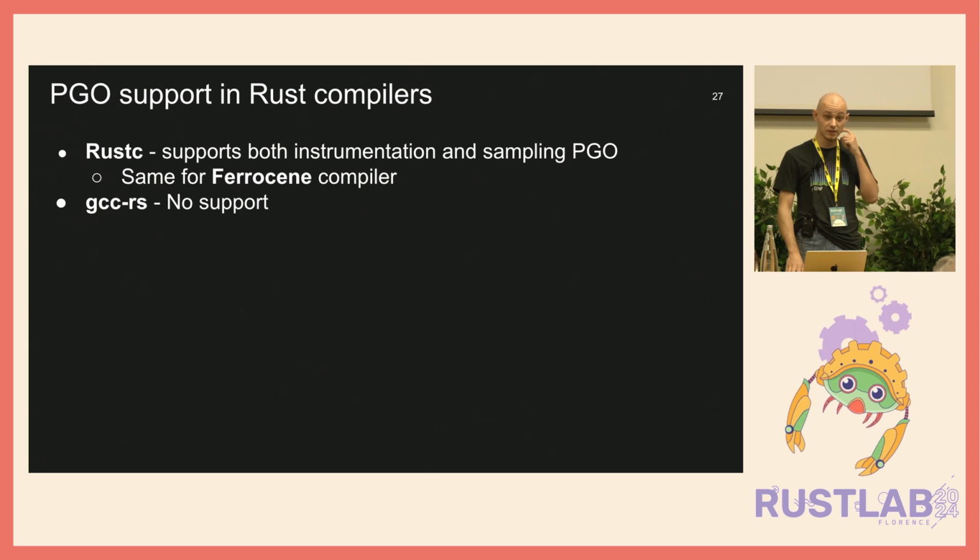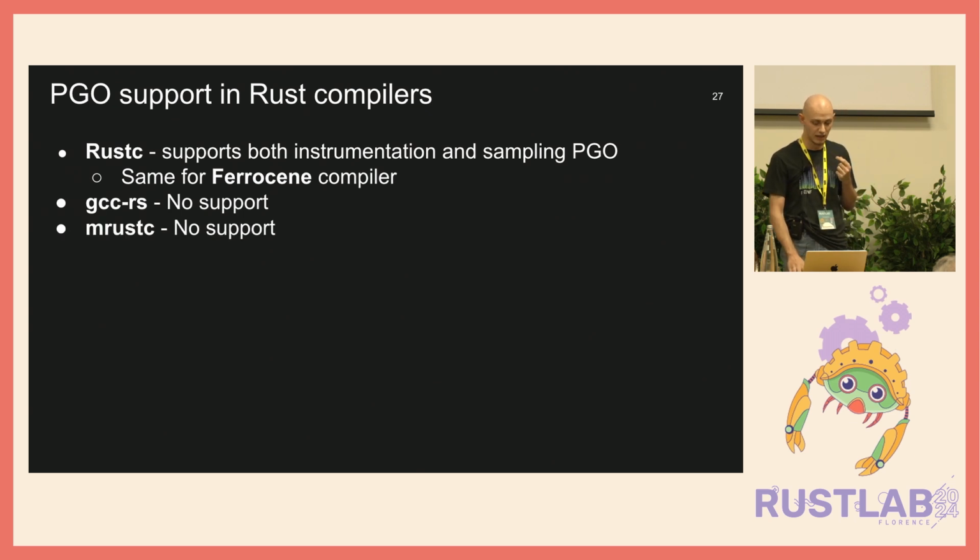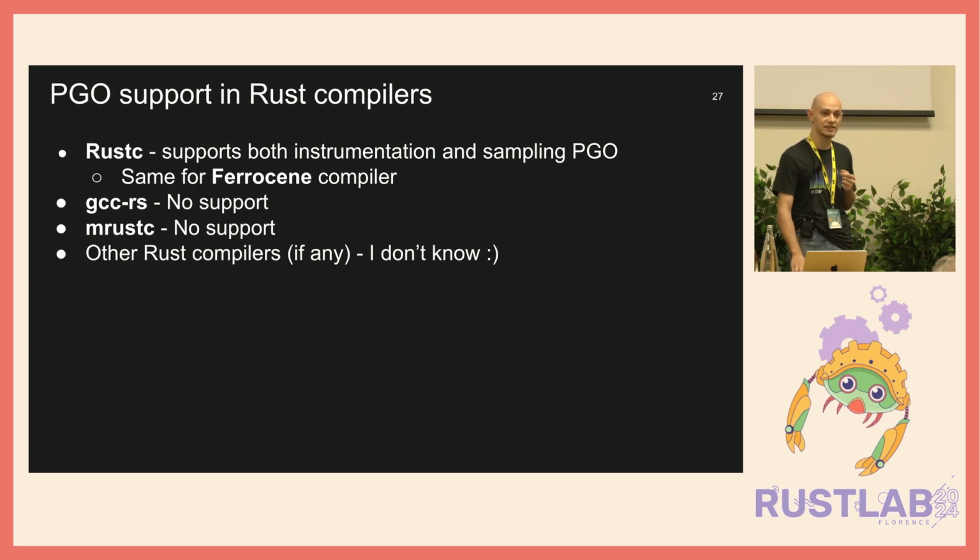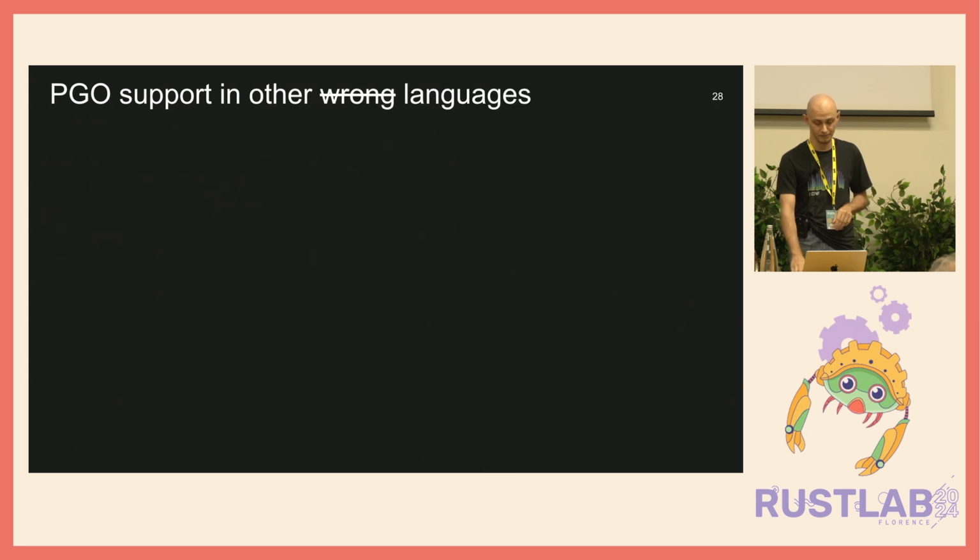GCC-RS has no support, but it can be implemented because GCC infrastructure has some primitives for implementing PGO, because GCC for C and C++ supports both instrumentation and sampling. But that's not the case for GCC-RS, at least for now. MRustC no support, who cares? And other Rust compilers, if there are any, I am pretty sure that they don't support PGO.